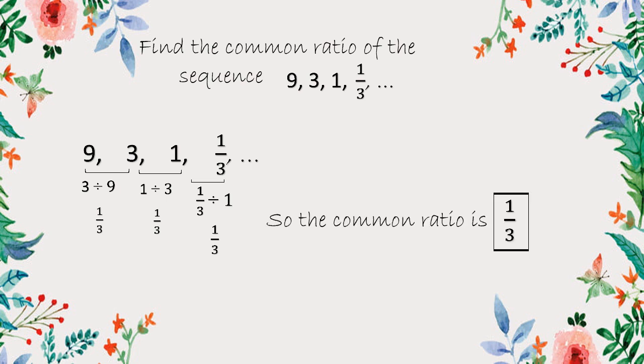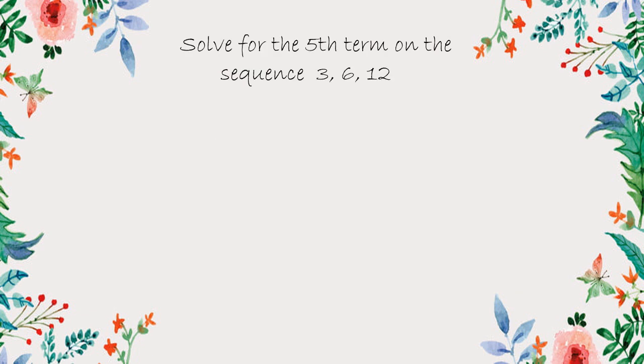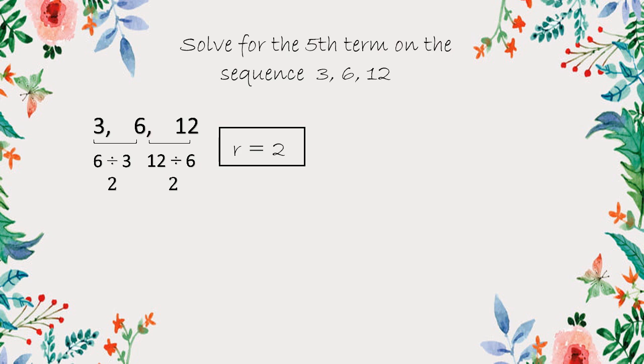Next example, we have: solve for the fifth term of the sequence 3, 6, and 12. Let's solve first for the common ratio. So we have to divide by the previous term. 6 divided by 3, so that would be 2. 12 divided by 6, that would be 2. So r is equal to 2.